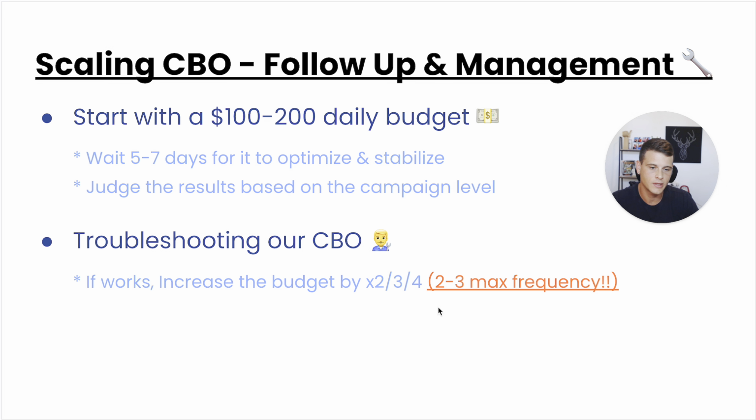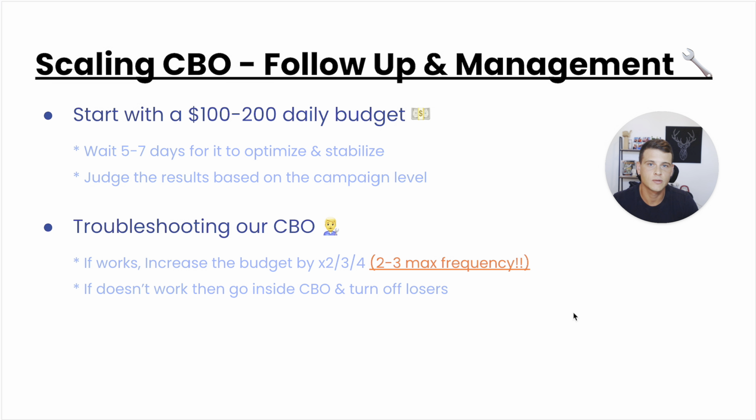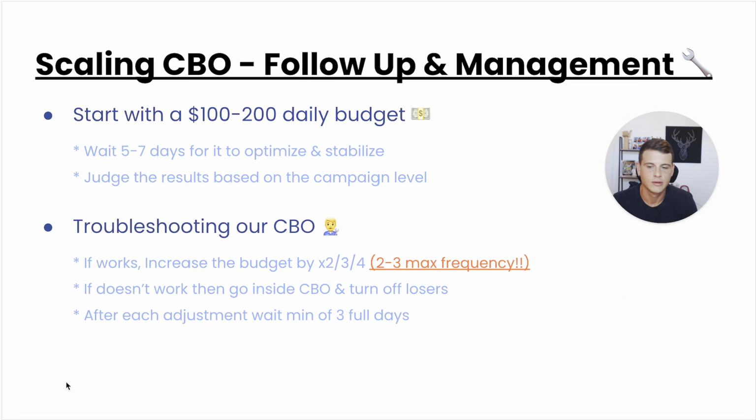Now, very important thing over here is the frequency. You want to make sure that you do not cross more than 2 to 3 frequency score, because if you do, you will be simply raising your cost per result. If your CBO doesn't work, this is the only time where you want to go inside the CBO, check out your ad groups, check out your ads, and make sure you turn off the ones that are underperforming. And as I mentioned before, we always care about the bigger picture first. Last thing is you want to make sure that you give at least 3 full days after each adjustment that you make, because if not, you don't really give a chance for the campaign to stabilize and optimize.